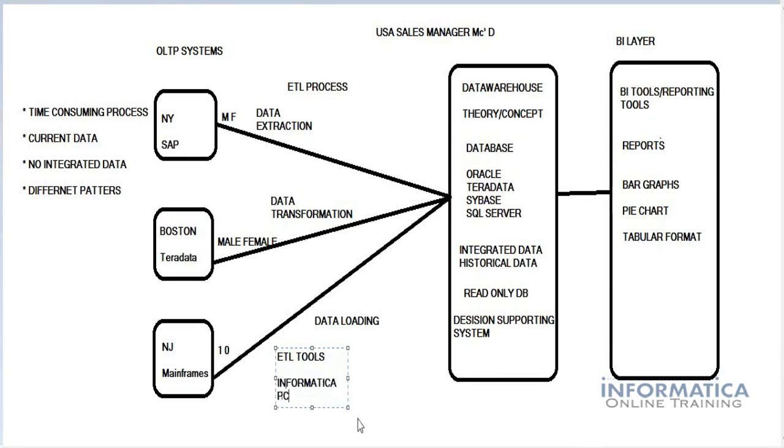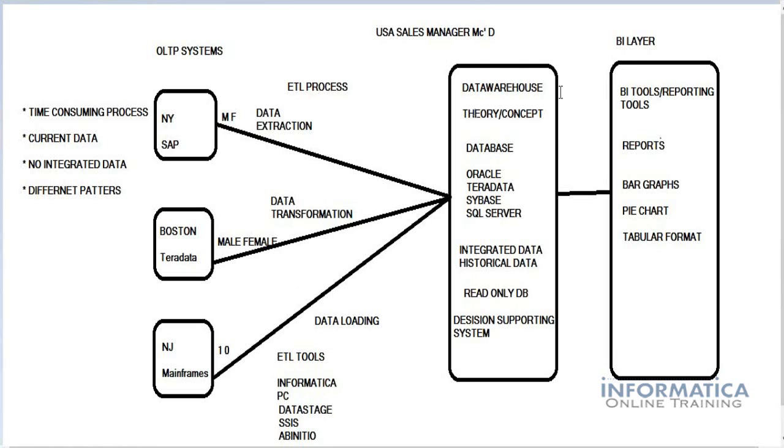Most importantly, Informatica Power Center is an ETL tool, and we have DataStage, which is from IBM. We have SSIS, which is from Microsoft. We have Ab Initio, which is from Ab Initio Corporation, and Informatica Power Center is from the Informatica Corporation. These are all the popular ETL tools, which extract the data from multiple OLTPs, transform the data, and load the data into the data warehouse.